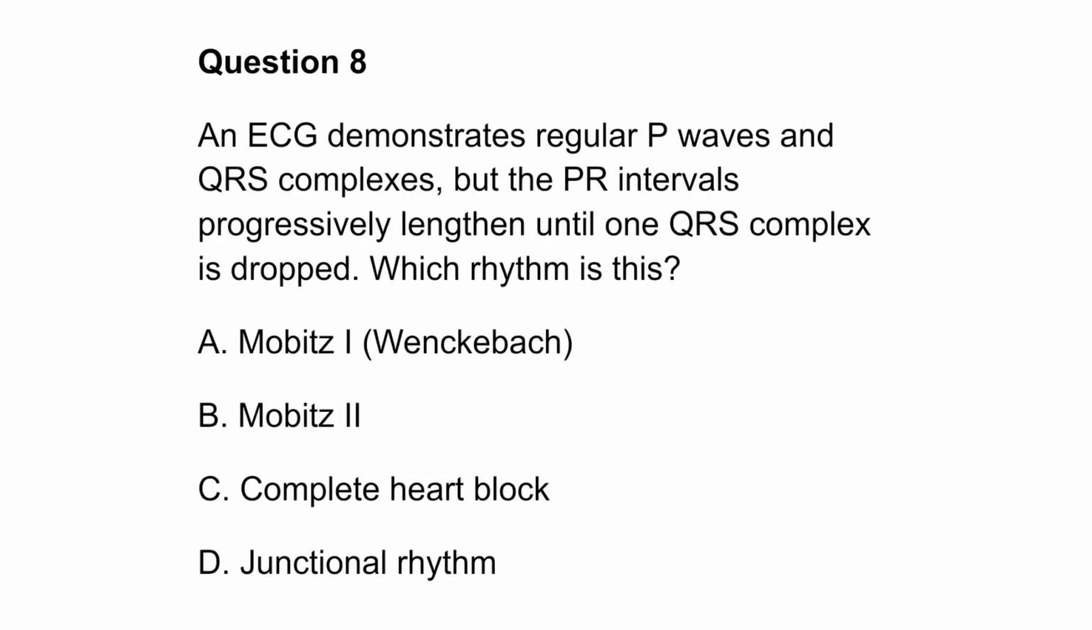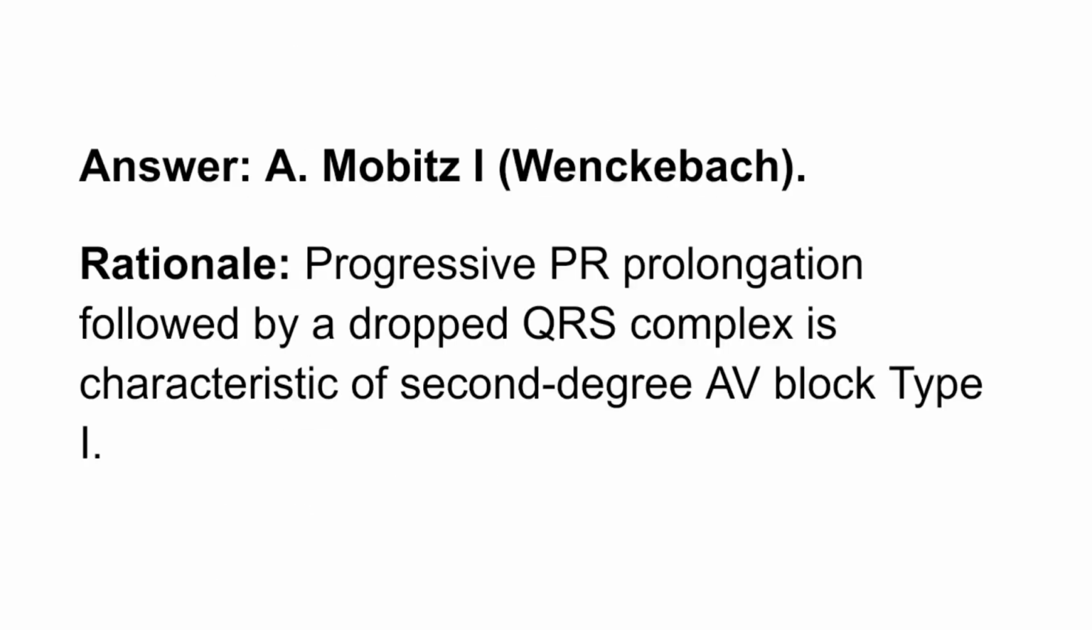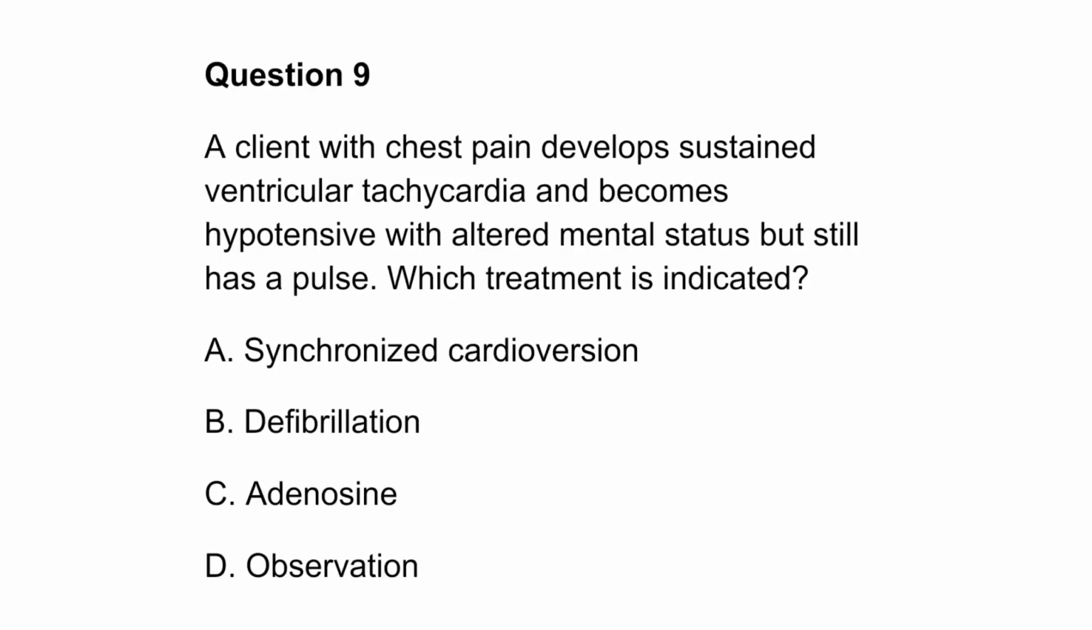Question 8. An ECG demonstrates regular P waves and QRS complexes, but the PR intervals progressively lengthen until one QRS complex is dropped. Which rhythm is this? A. Mobitz I, Wenckebach. B. Mobitz II. C. Complete heart block. D. Junctional rhythm. Answer: A. Mobitz I, Wenckebach. Rationale: progressive PR prolongation followed by a dropped QRS complex is characteristic of second-degree AV block type 1.